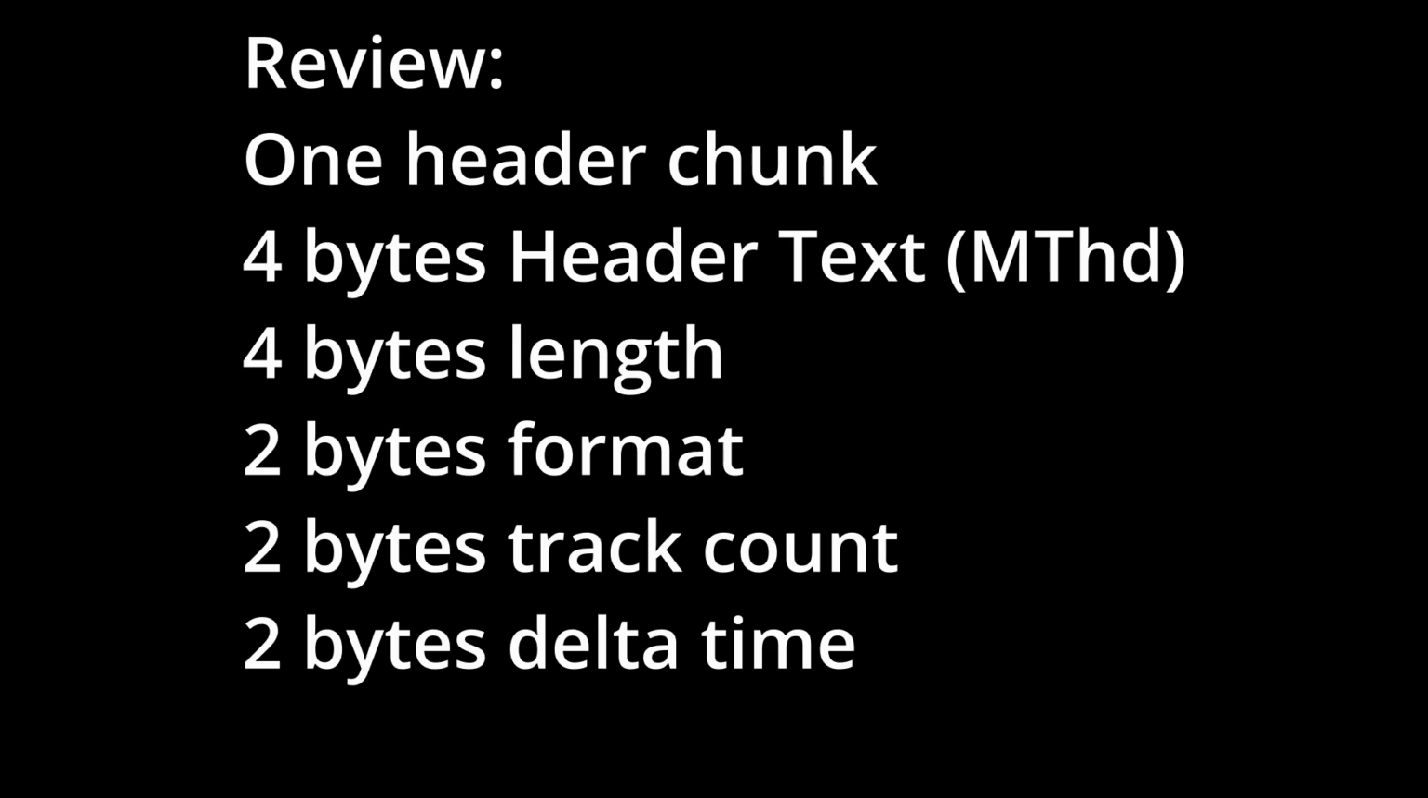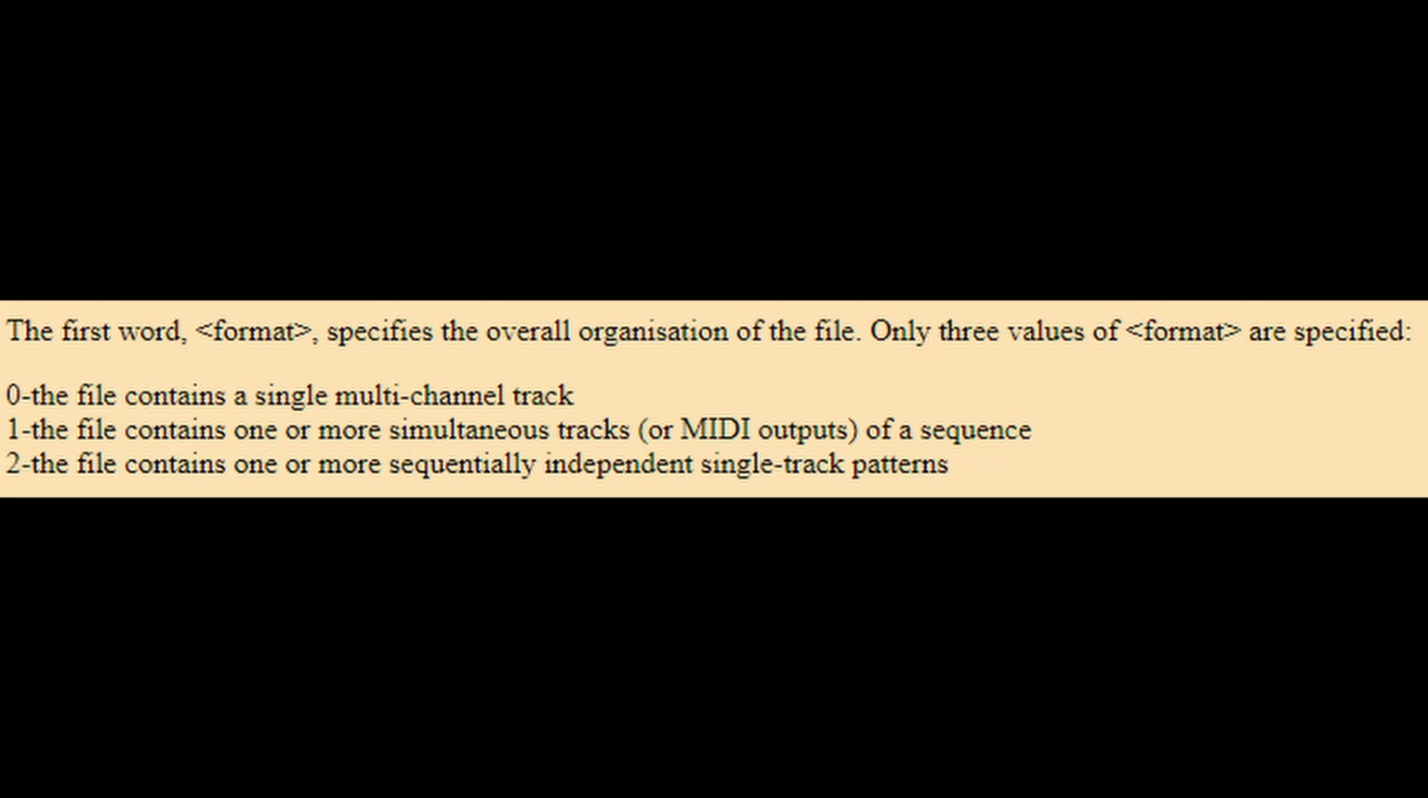To review, a MIDI file has exactly 1 header chunk at the beginning of the file. It consists of 4 bytes for the header text, 4 bytes for the length parameter, 2 for the format type, 2 for the number of tracks, and 2 for the number of ticks in a quarter note. Following the header chunk, there will be 1 or more track chunks, depending on the format type.